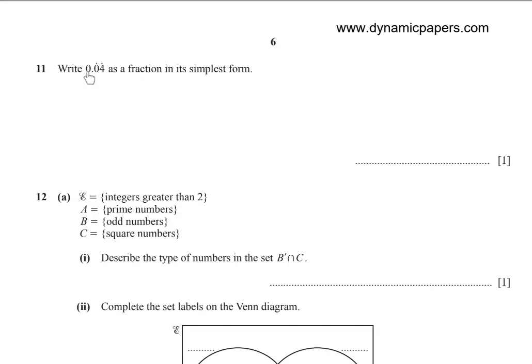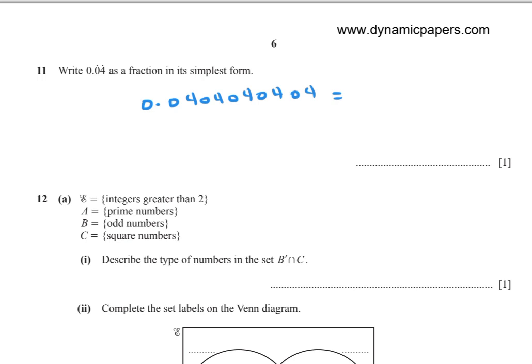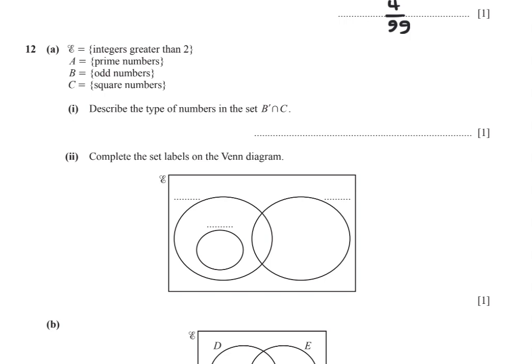Write the recurring decimal 0.04 as a fraction in its simplest form. So you can use your calculator because this one mark. So this means 0.040404 till full screen in your calculator. Then you get the answer directly. Equals 4/99. 4/99.